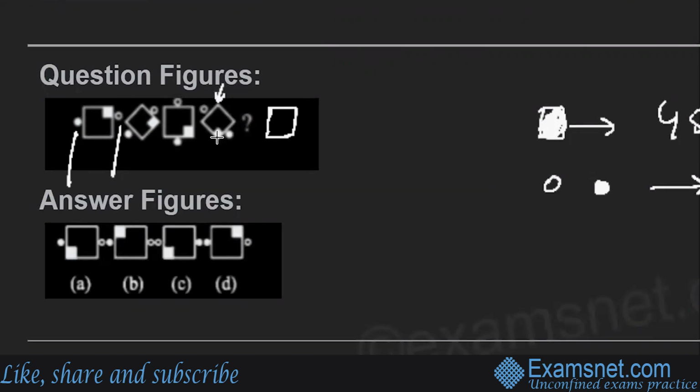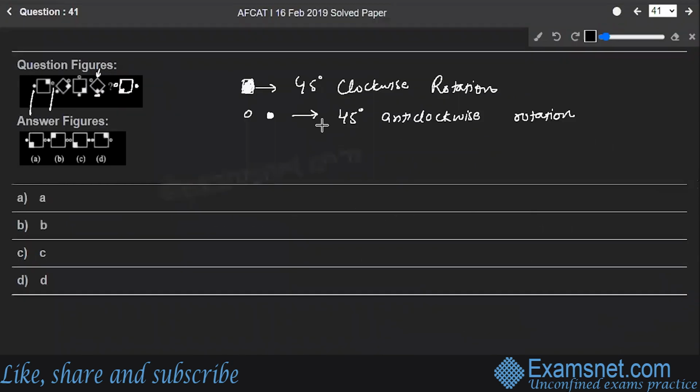And this particular solid square will come at this position over here. And the hollow circle will come at this position. And the solid one will come here. So this is our answer figure. Let's check. This answer figure matches exactly with option C. So this is our answer.